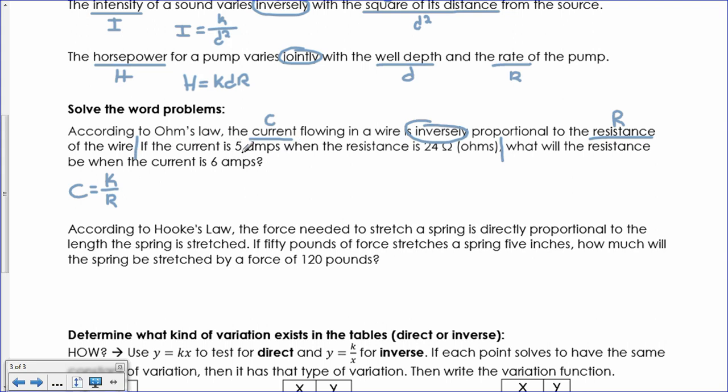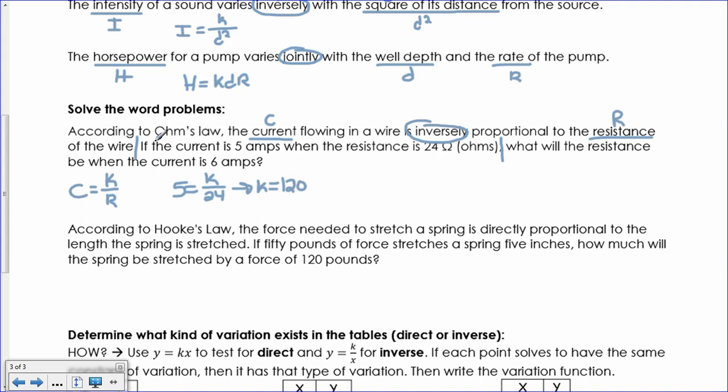That's exactly what they gave me the information to do, to solve for K. So I plug in 5 for C, K is what I'm looking for, and 24 for the resistance. If I go ahead and solve this, I'm going to get that K is equal to 120.